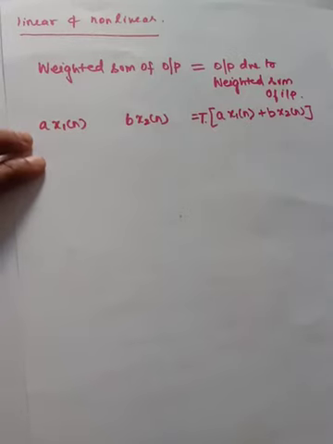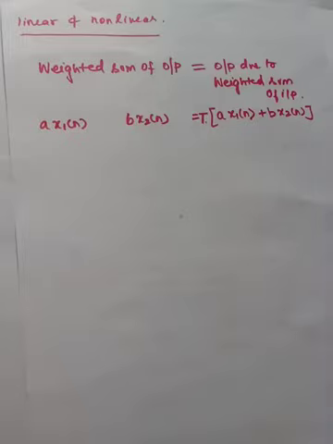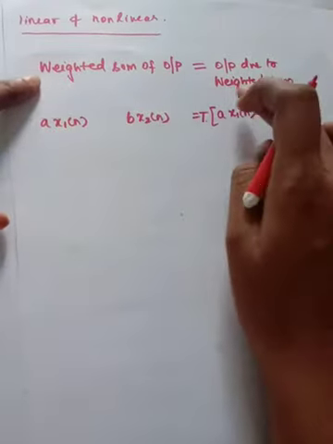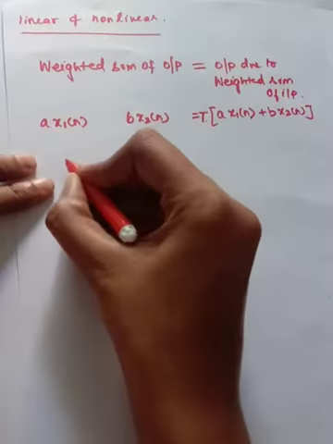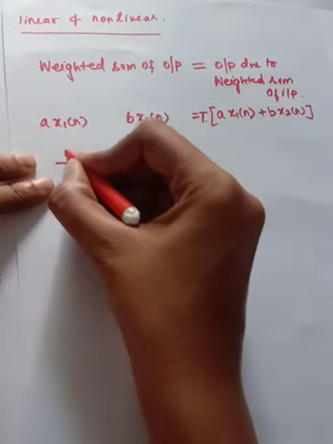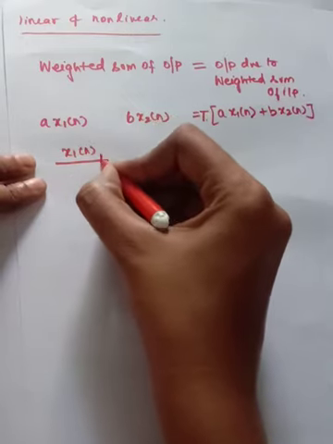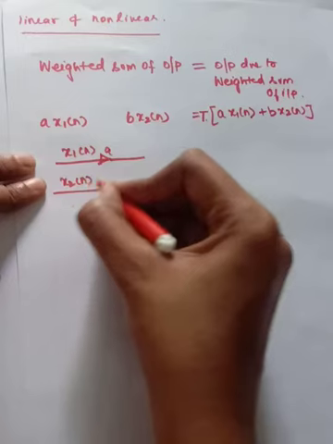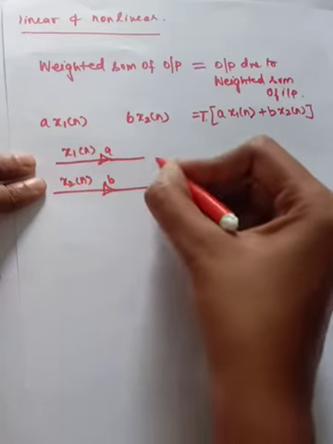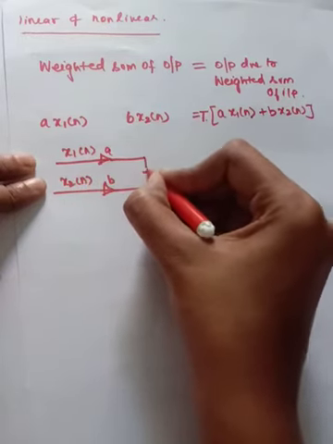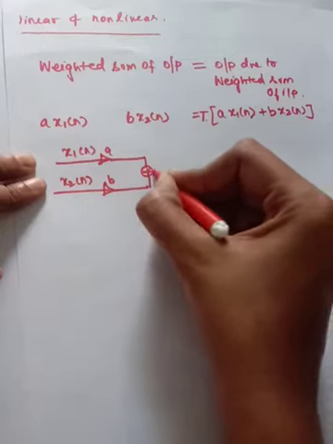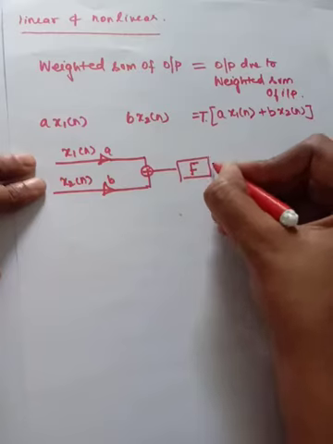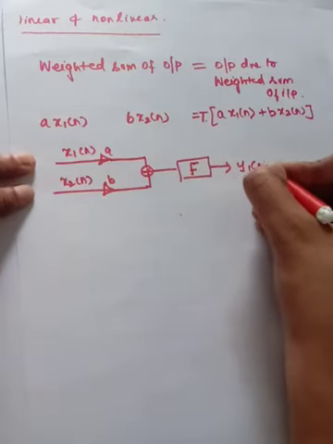The next one is linear and non-linear systems. Here we are going to check this condition: weighted sum of output is equal to output due to weighted sum of input. What it means is, I have x1 of n, which I scale by a factor a, and x2 of n, which I scale by a factor b. Then I add these two and give the sum to a system performing some functionality f, so the output will be y1 of n.